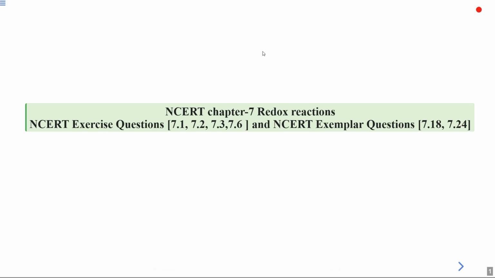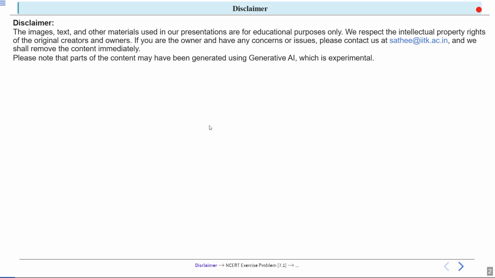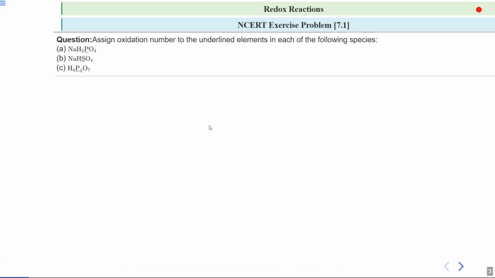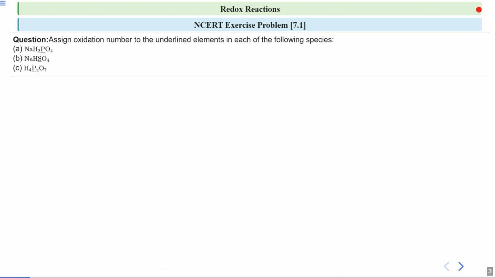So good evening students. In today's lecture, we will study NCERT Chapter 7 exercise questions and NCERT Exemplar questions. In exercise questions, we will be covering 7.1, 7.2, 7.3 and 7.6. From Exemplar, we will be covering 7.18 and 7.24. This is the disclaimer. Let's start with the first question.